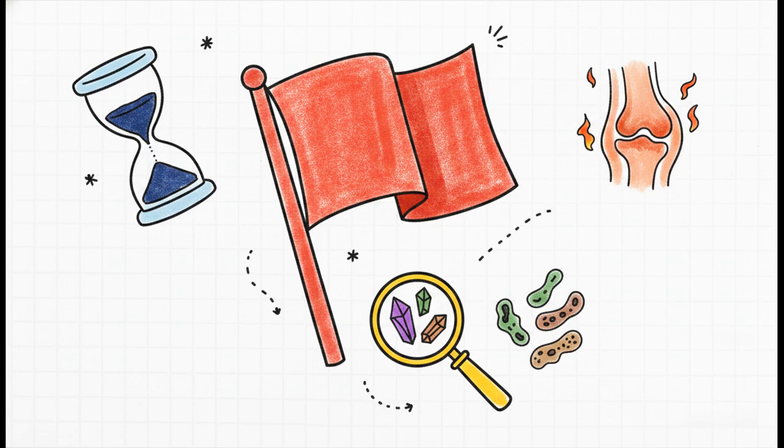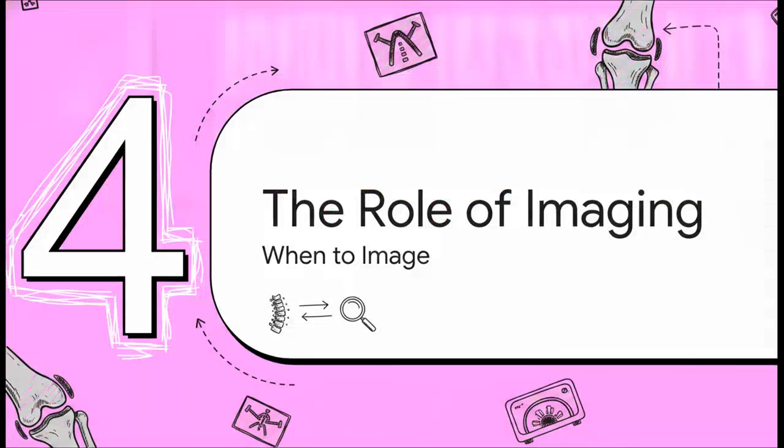These point straight toward rheumatoid arthritis, crystalline arthropathies like gout or CPPD, or infectious arthritis, and those require a completely different game plan.